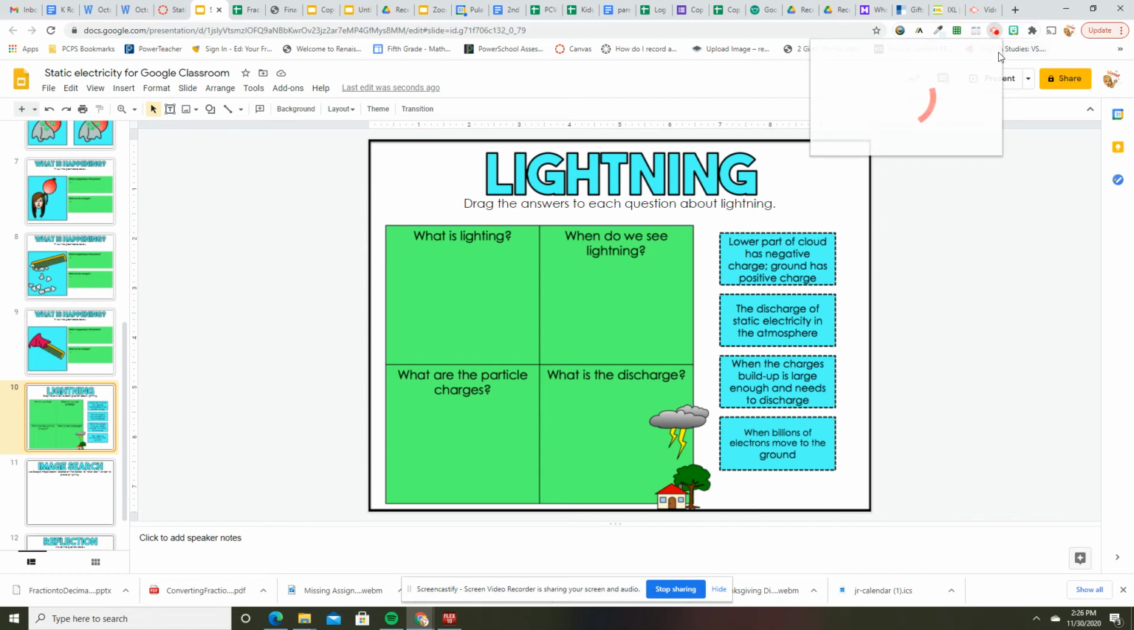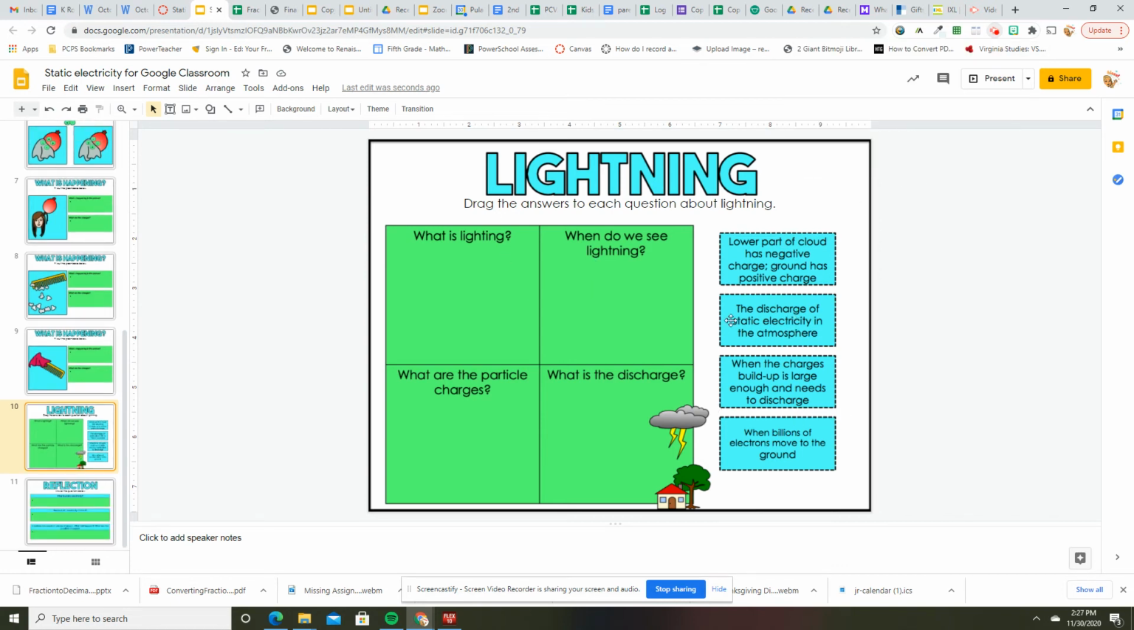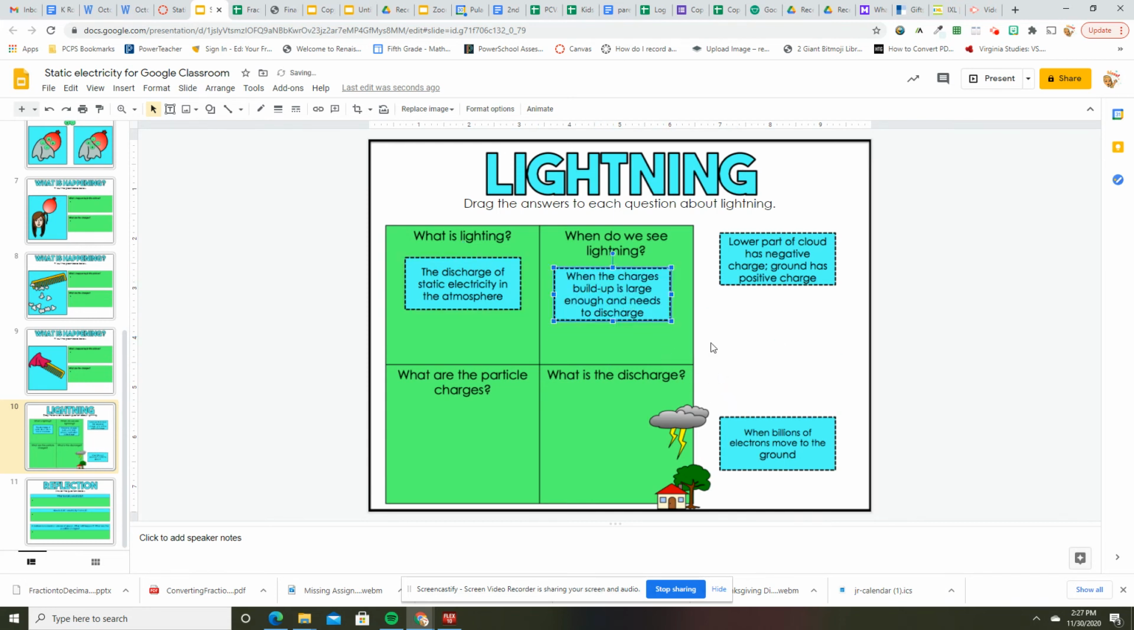Let me stop for a second. Okay, so lightning is the discharge of static electricity in the atmosphere. When do we see lightning? We see lightning when the charges build up and it's large enough that it needs to be let go. And the lower part of the cloud has a negative charge, and then the ground has a positive charge. And then that's why it's static electricity. That's when it lets go.